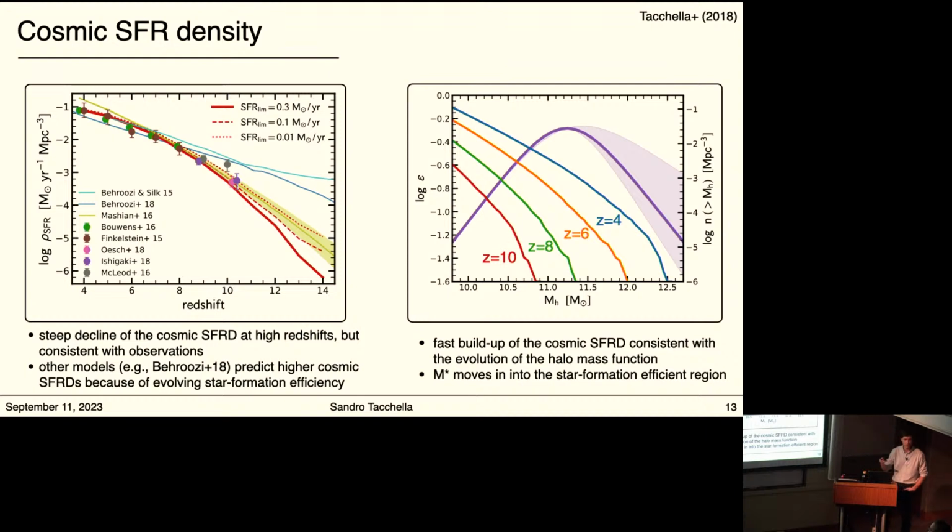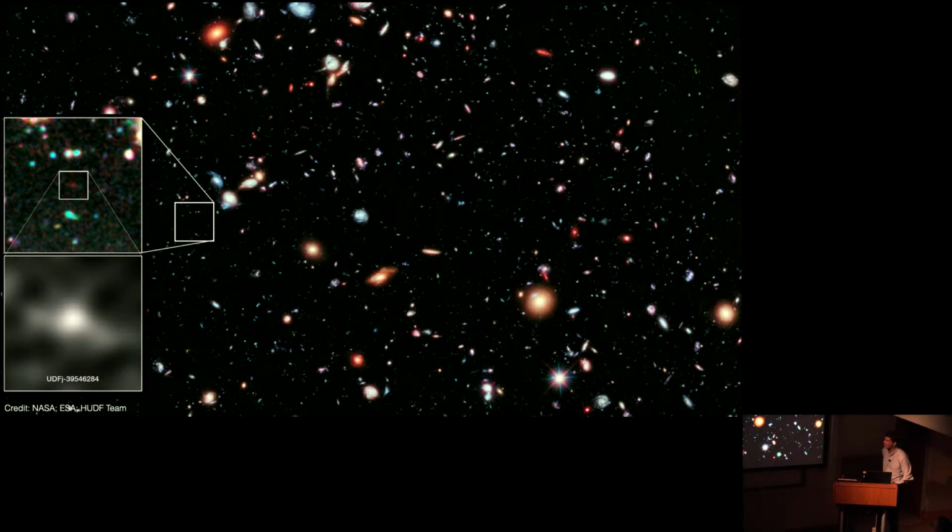And so you're producing, at higher redshifts, more star formation because you have the star formation efficiency that increases towards earlier times. And so, of course, the question is, how do galaxies look there? And so let's move back to observations. And the question, of course, is how we are actually able to find such galaxies.